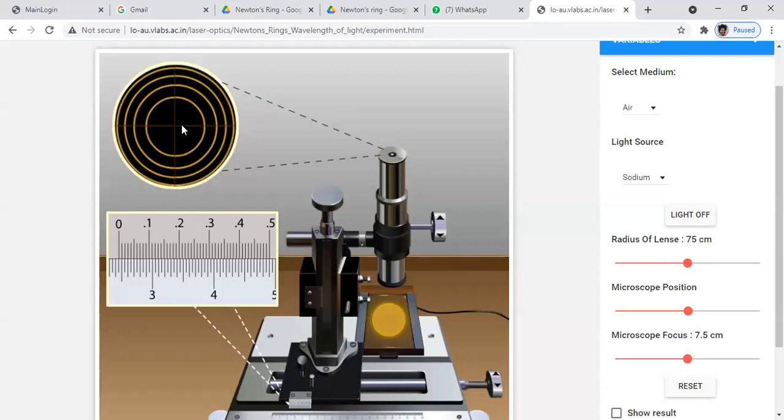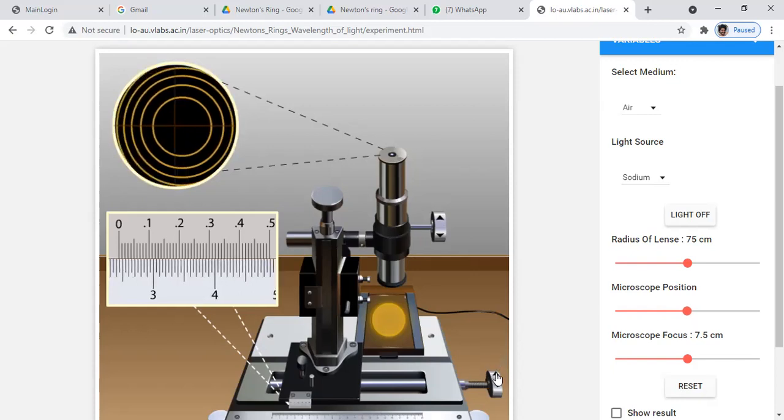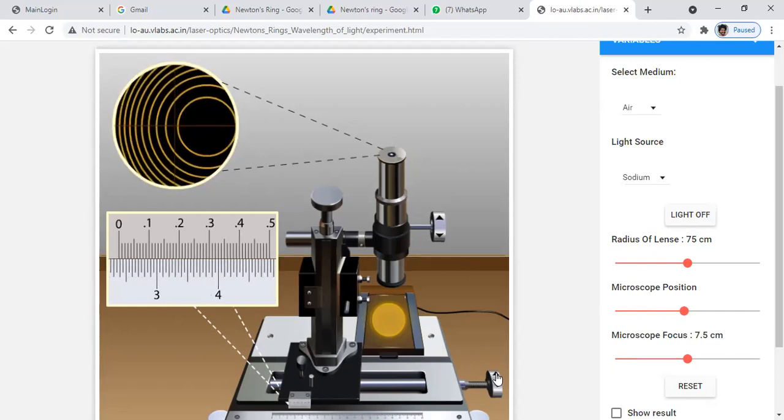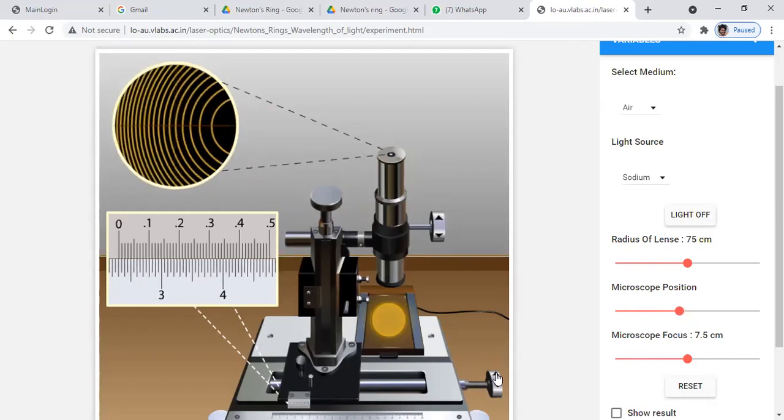Okay, so next what I will do here, I'll move this crosswire to measure the diameter of the five rings, 1 2 3 4 5, in order to take readings and plot a graph. So I'll move this left or right side. I'm using this knob to move. I'll move it to the left side first. This is our first ring, second ring, third ring, fourth and fifth.